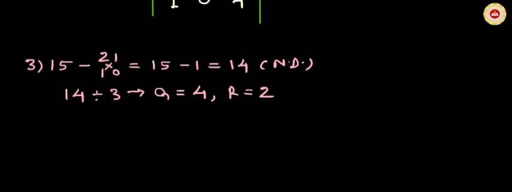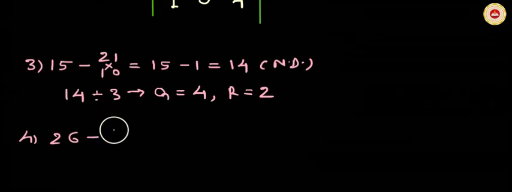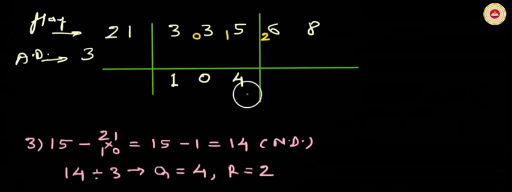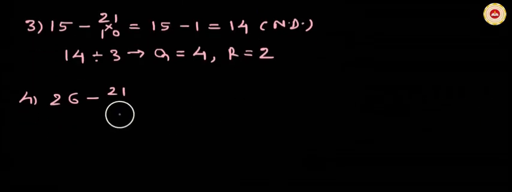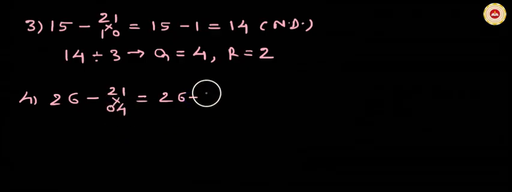Step number 4. Gross dividend 26 minus cross product of two flag digits and last two quotient digits. What are the last two quotient digits? See, 0 and 4 are the last two quotient digits. So write 0 and 4 here. Calculate cross product and subtract it from 26. See, this gives us 26 minus 4 twos are 8, which gives us 18.